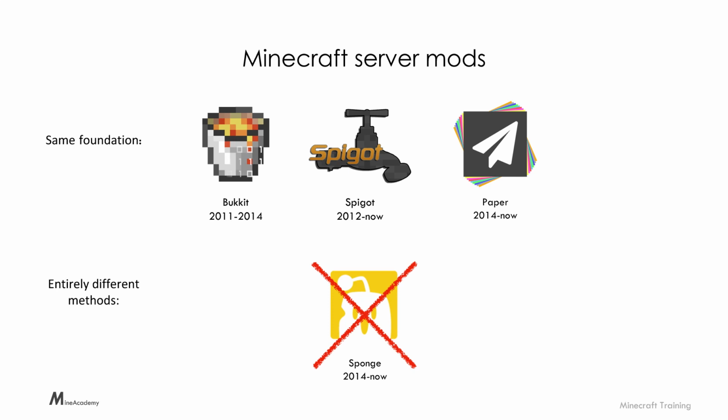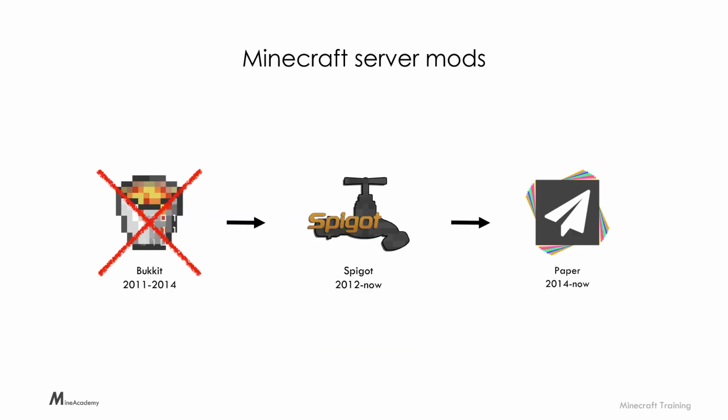And we're not going to be worrying about that because it is entirely different. I would not say that it's unstable, but compared to the features, the level of stability, and what you can do in a server, Paper, Spigot and Bukkit are trumped by nothing else. So we're just going to be focusing on these three. And actually we can get rid of Bukkit because nobody uses it anymore.